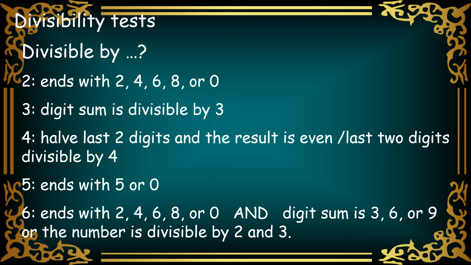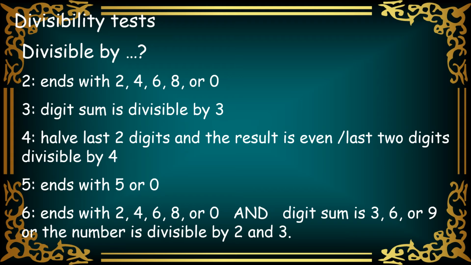For 6, it ends with 2, 4, 6, 8 or 0, and the digit sum is 3, 6 or 9. If we add all the digits of the number, and it gives us 3, 6 or 9, that means that number is divisible by 6.